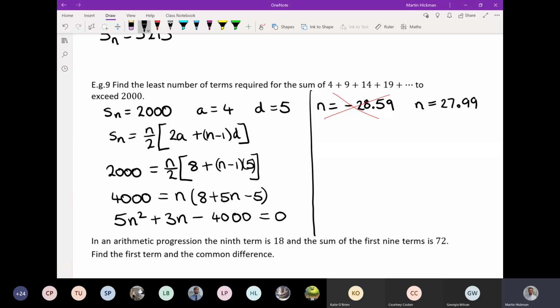And we'll always want to round up in this case, because if you just took 27 terms, that's not going to take you over 2,000. You want to take the 28th term. So the least number of terms needed is 28. Obviously if you have 29 terms, you have 30 terms, it's going to take you over 2,000. But 28 is the least number of terms you need to take you over 2,000.